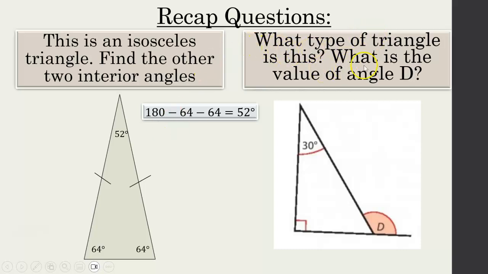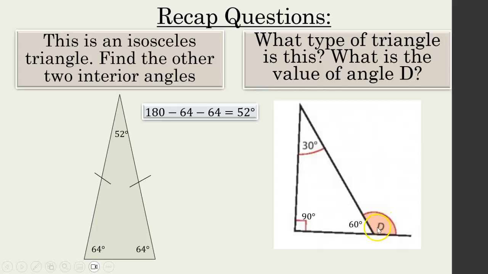What type of triangle is this? What is the value of D? Well, straight away, I see my little box, so it's going to be a right angle triangle. That's also telling me that this is 90 degrees. If this is 30, that's 90. So 30 plus 90 is 120. And I'm looking for D. Well, think about it. I know that's 60, because 30 plus 90 plus 60 is 180.